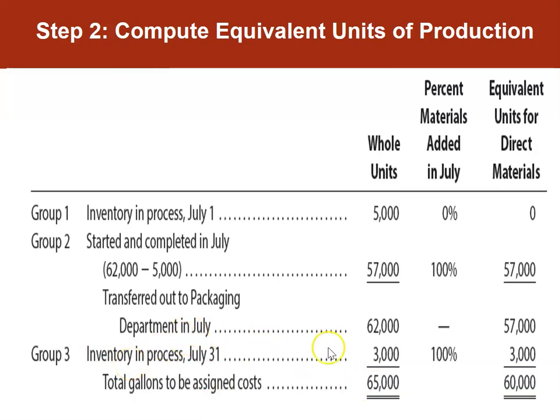So if we transferred out 62,000 and we were responsible to account for 65,000 gallons of materials for the mixing process, then we can basically back into this inventory and process as of the end of the month, July 31st. That's 3,000. The 65,000 minus the 62,000 we transferred out. Notice also, again, because we're adding materials at the beginning of the process, these 3,000 items, while not complete, they are 100% complete as to materials cost.